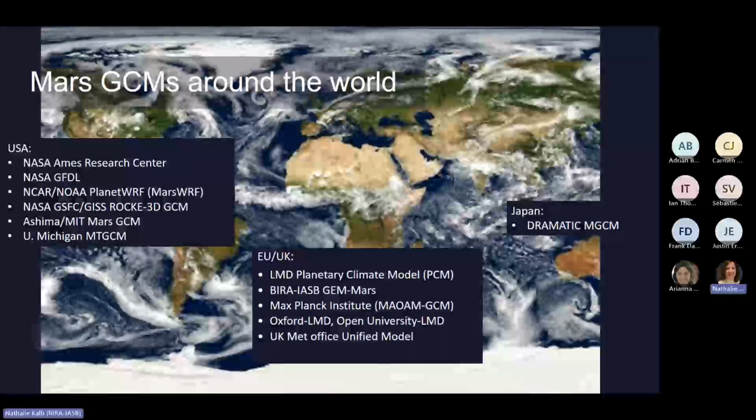And then here in Europe and the UK, we've got, of course, LMD, PCM. The model we run here called GemMars, which I'm a bit biased because I'll talk a lot about it, how we do things, just because I know how we do things. Max Planck has a model. So Oxford and Open University, they use the LMD physics, but a different dynamical core. So they're not the same model, but they have a lot of similarities. And then the UK Met Office is a new one. Japan, our friend Takeshi runs a very good GCM in Japan as well.